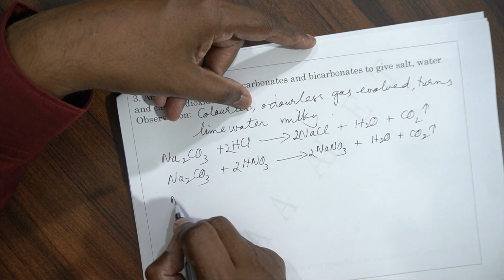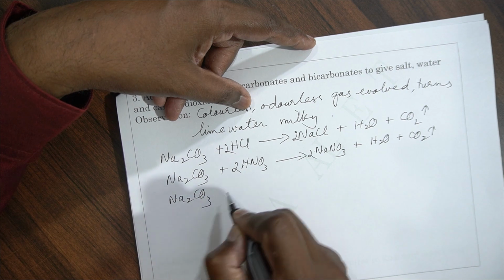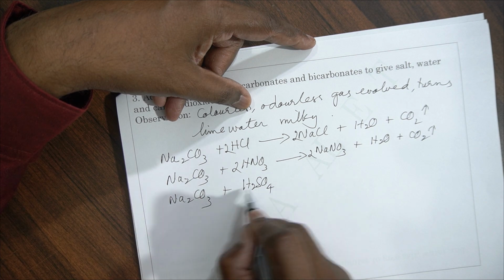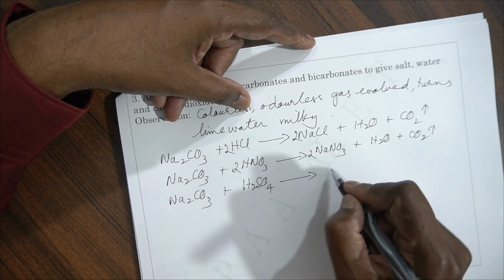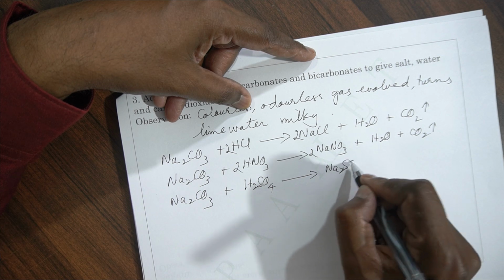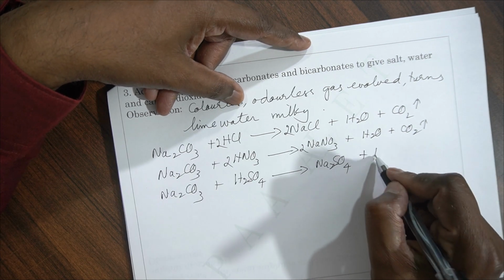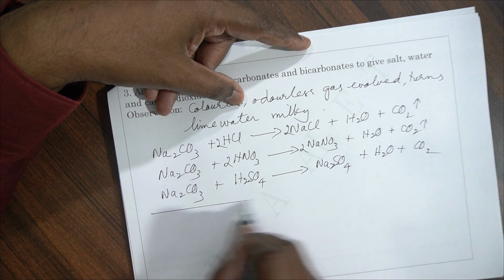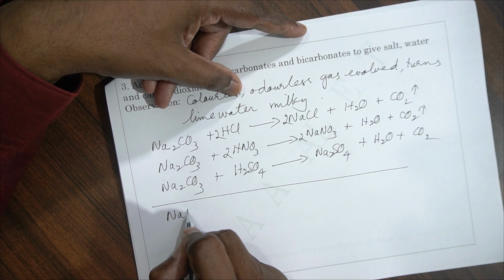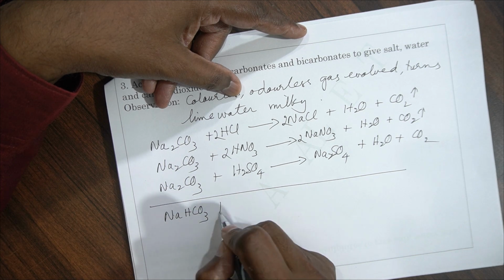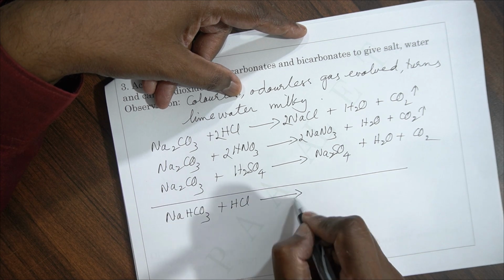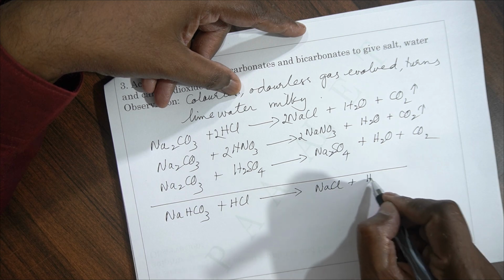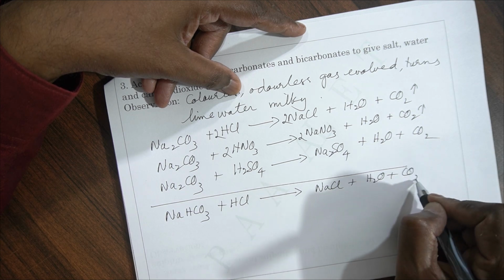Then Na2CO3 again, sodium carbonate. Let's take H2SO4. It is a dibasic acid, 2 sodium, it will be perfectly balanced. So you have Na2SO4 sodium sulfate and water and CO2. Now let us take a bicarbonate, sodium bicarbonate, NaHCO3 plus HCl. Here what do you get? NaCl plus H2O plus CO2. Nothing to do, self-balanced.